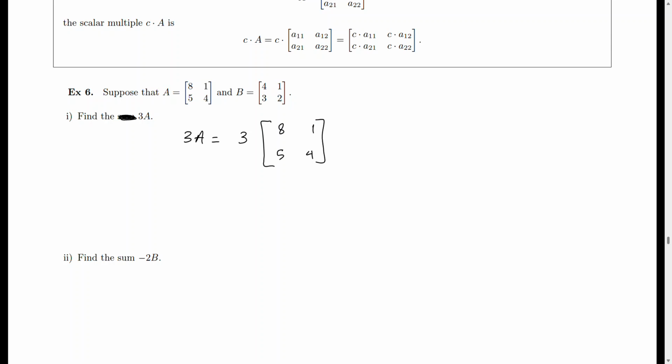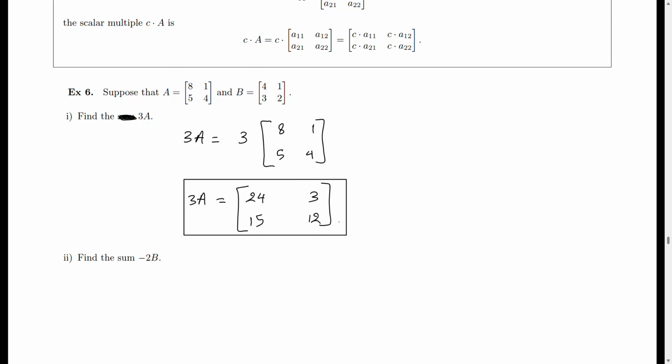So what does that mean? That literally means we want to multiply the 3 to the 8, the 3 to the 1, the 3 to the 5, and the 3 to the 4. So 3 times 8, that's going to be 24. 3 times 1 is going to be 3. 3 times 5 is 15. And 3 times 4 is going to be 12. And that's the matrix that we call 3A.